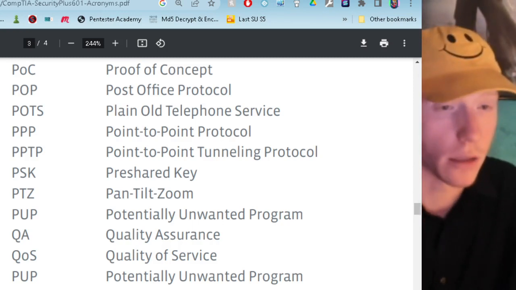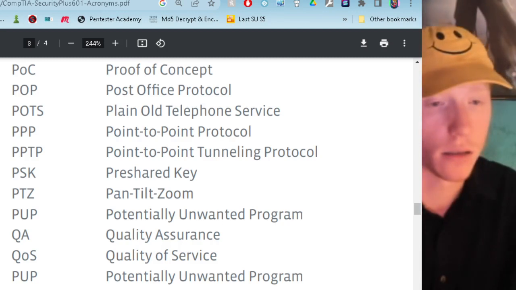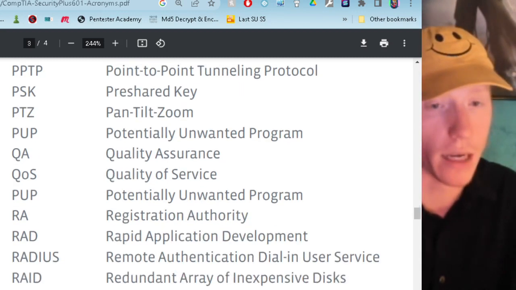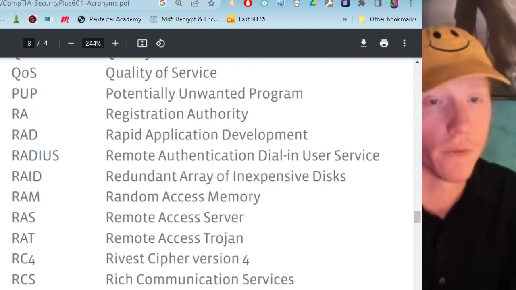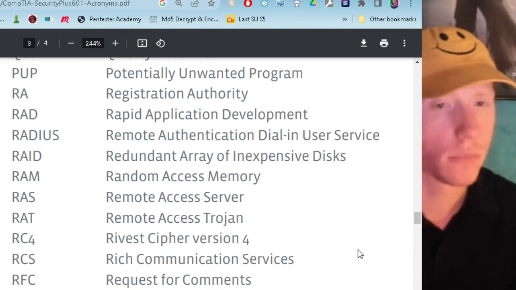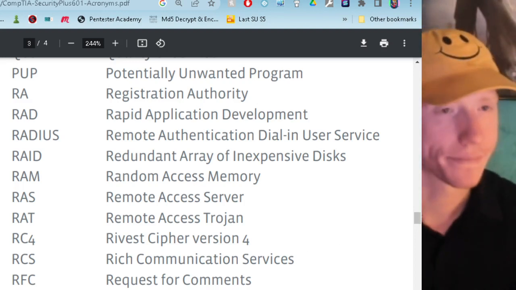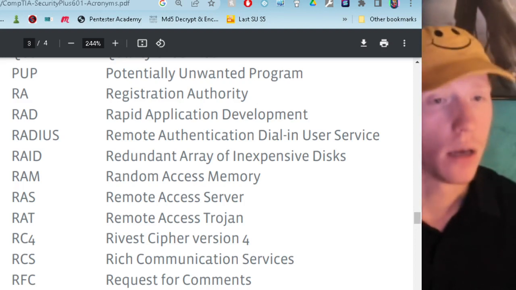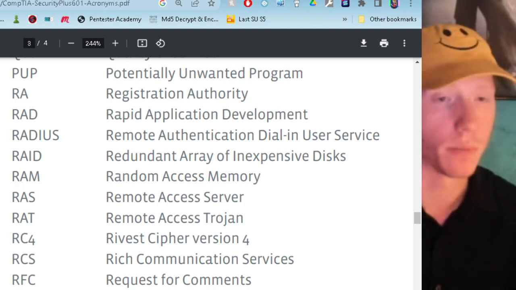QA is Quality Assurance, and QoS is Quality of Service. I guess I skipped around a little. A PUP is a Potentially Unwanted Program.